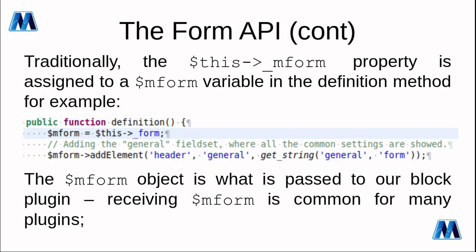So generally, traditionally, the _form property is assigned to the $mform variable in the definition method. So for example, as you can see on the screen, this makes it easier to just call addElement or whatever else you need to call of the methods of this form. And the $mform object is what is normally passed not only in the block plugin, but in several plugins where the plugin is adding fields to a configuration or settings form. You'll find that the $mform is passed into the function.